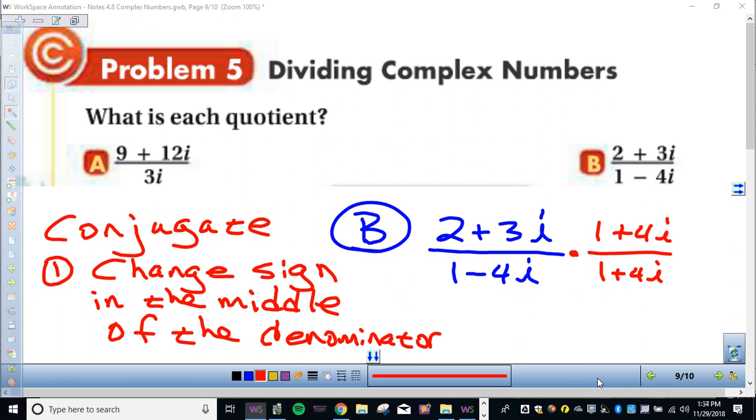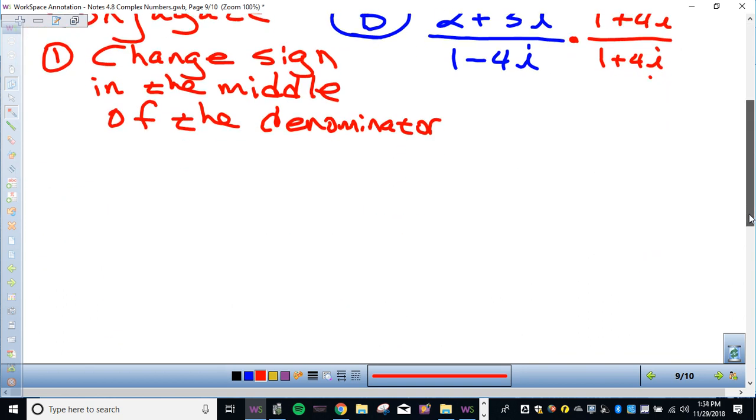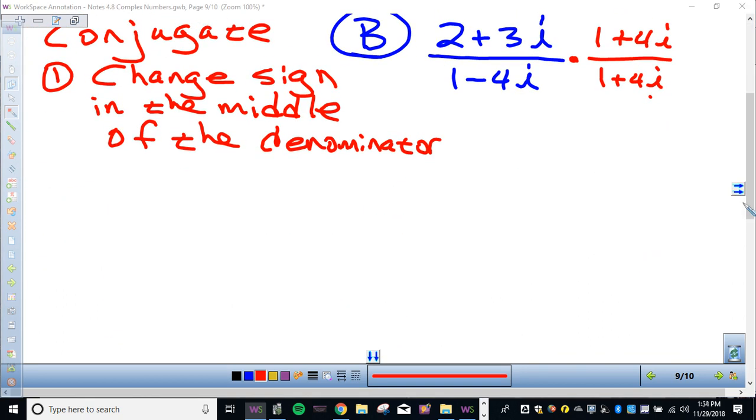So you're not allowed to have a square root in the denominator. Just a general rule in math, you have to rationalize the denominator. And when we multiply by this conjugate here, that will cancel out all the i's in the denominator. Okay? So as I do this problem, I'm going to do the numerator first and do the box.